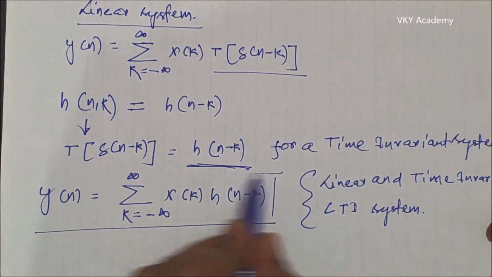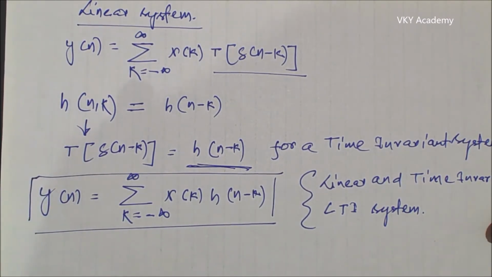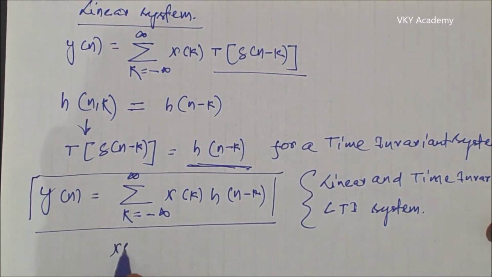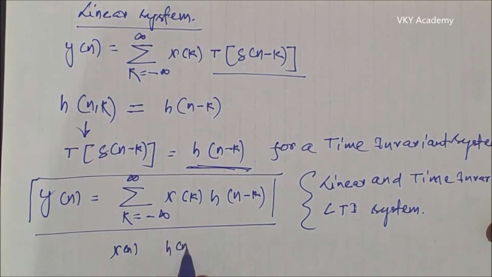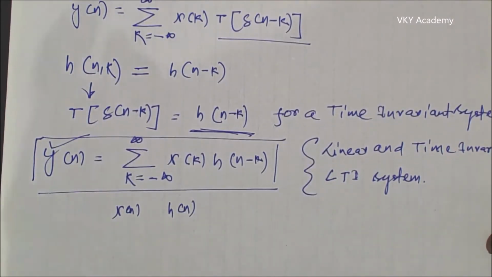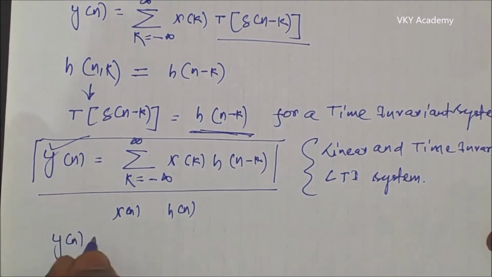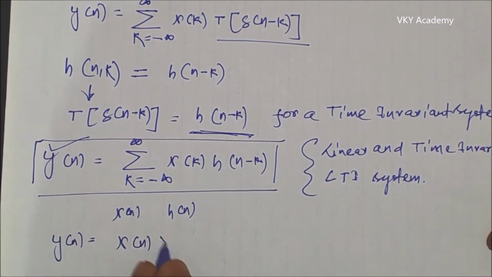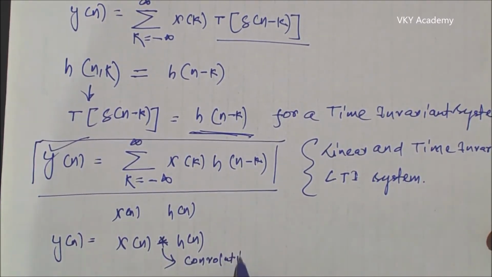So in a sentence, we can say that for a linear and time invariant system, if the input sequence is x of n and the impulse response is h of n, then we can determine the output y of n using the equation y of n equals summation k equals minus infinity to infinity x of k h of n minus k, which is known as the convolution sum of discrete time sequences, and can be represented as y of n equals x of n convolution h of n. This is the symbol of convolution, and the operation is called the convolution operation.